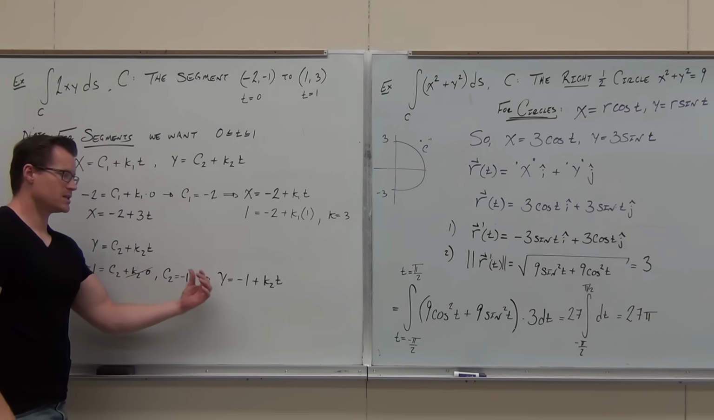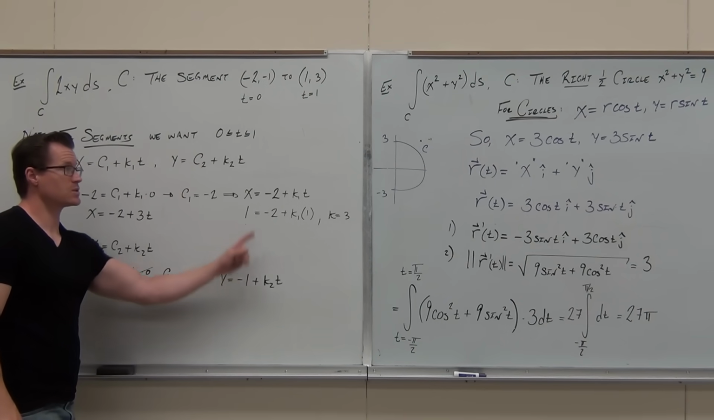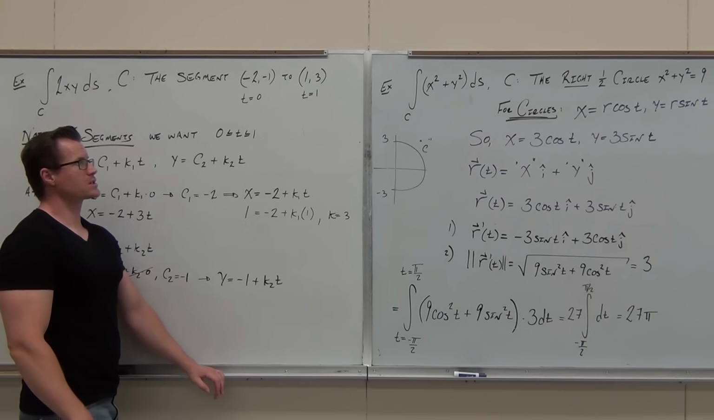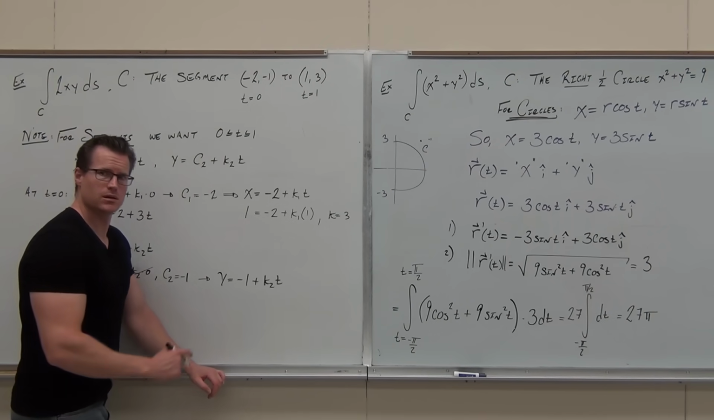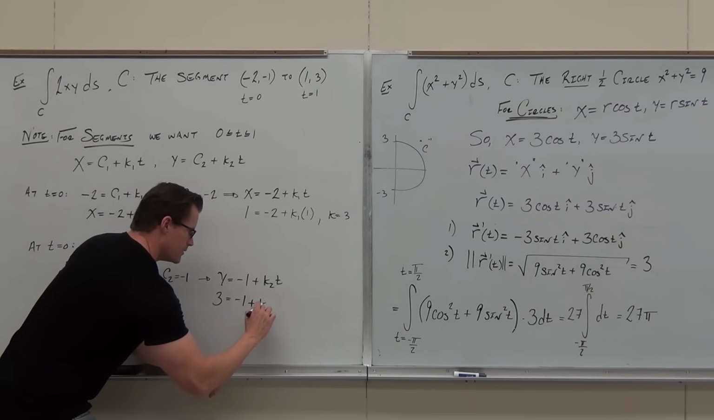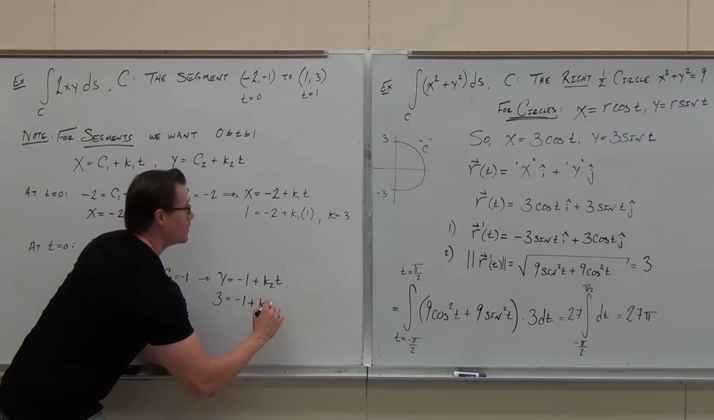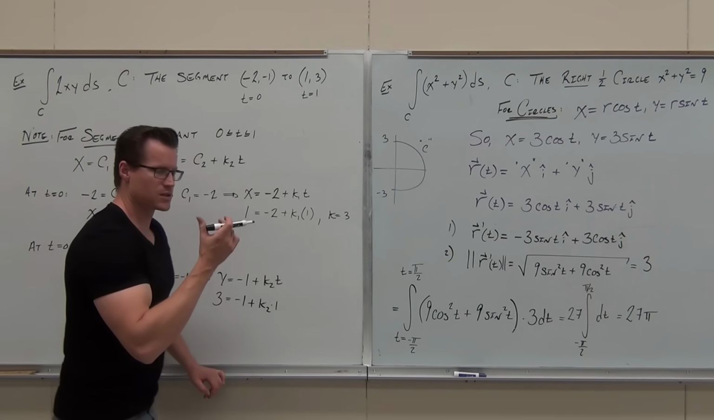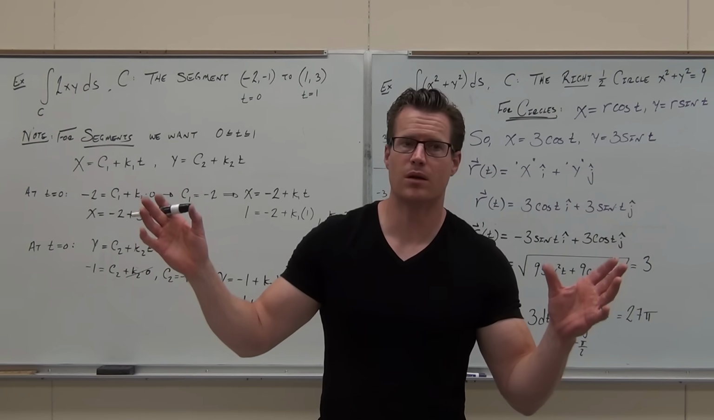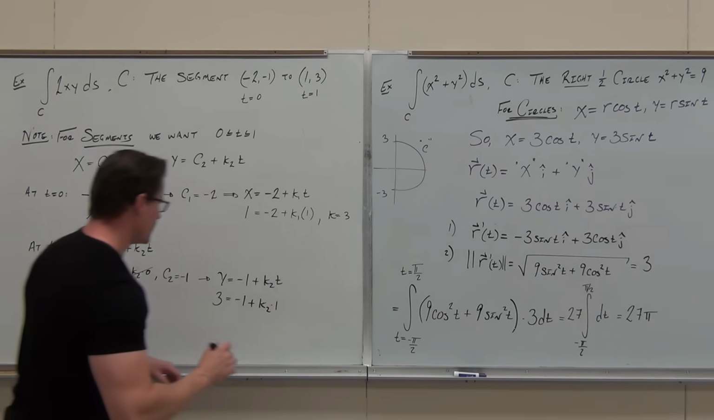You've used one point to get the C. Now use the other point to get the K. Hey, what's the Y value at T equals 1? 3 is the Y value when the T value is 1. Are you starting to see why we use 0 and 1 for T all the time? Because you can do any numbers you want. 0 and 1 are the nicest for segments.